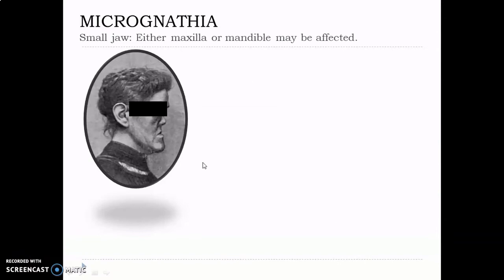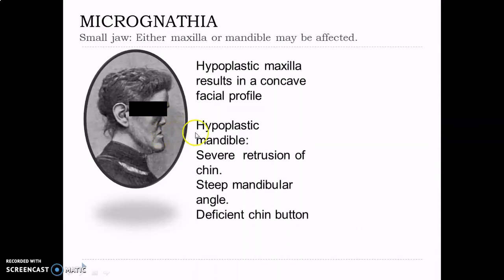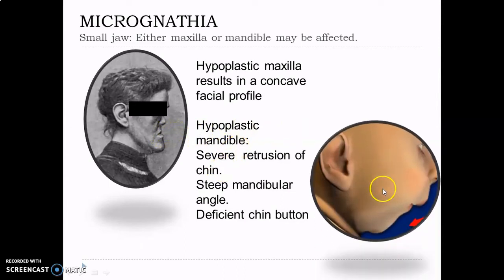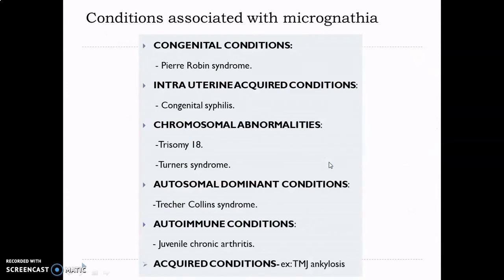So moving on to the next anomaly, that is Micrognathia, which means small jaw. Either maxilla or mandible may be affected. In this image, there is a hypoplastic maxilla, which results in a concave facial profile. Similarly, a hypoplastic mandible will result in severe retrusion of the chin, as you can see here, a steep mandibular angle and a deficient chin button.